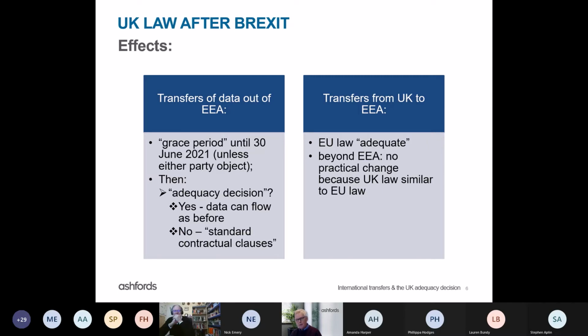So far as transfers from the UK to the EEA is concerned, well, the UK regards EU law as adequate. Data transfers from the UK to the EEA can continue as before. Beyond the EEA, again, there's no practical change because UK law, as things stand at the moment, is similar to EU law. So UK data can transfer to countries beyond the EEA as long as those countries have adequate data protection regimes in place. And if they don't, those transfers need to happen on the basis of UK standard contractual clauses. And we'll hear more about those from Charlotte.